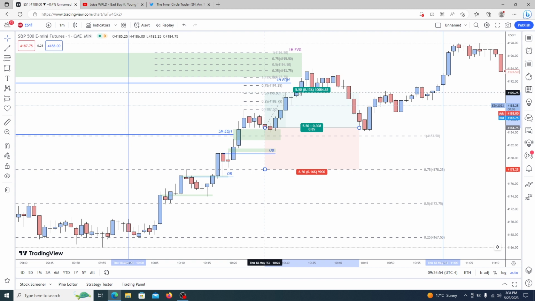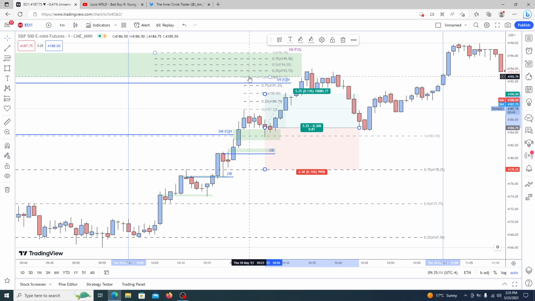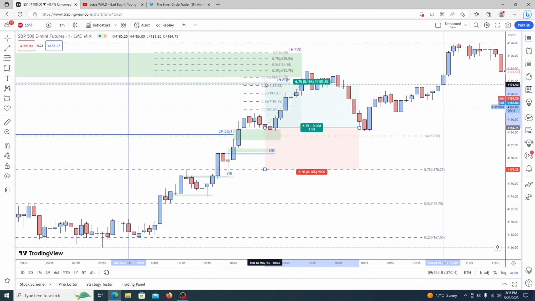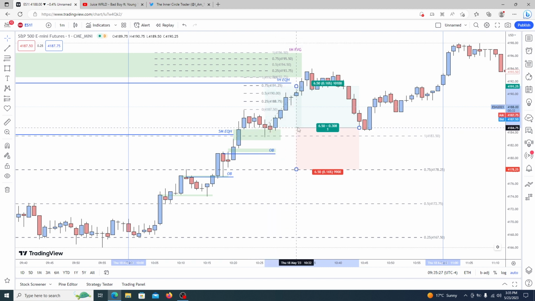So looking at, again, the midway, that would be a good 5.5, 5.25. That would be a pretty good partial. For me, that would be a pretty good partial point, and then you could take profits above this equal high at the low of this 1 hour fair value gap. Another good partial would be the 75% of the range between this high to the low of this fair value gap. That would be 6.5 handles.